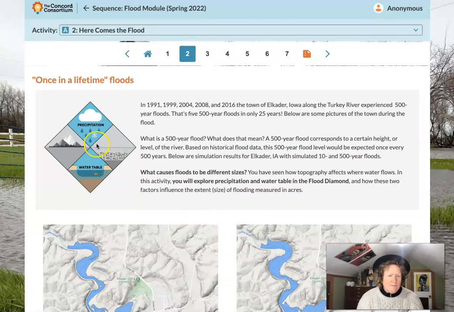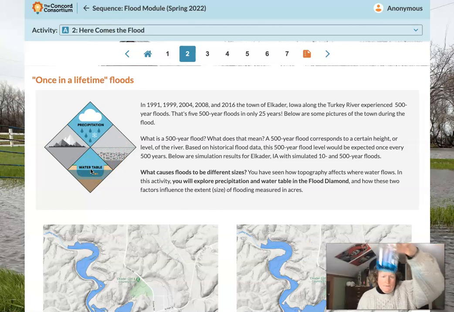All right, back to the flood diamond. Remember the flood diamond is precipitation, what's coming out of the sky; topography, the shape of the land. Is it hilly? Is it flat? Permeability, how much rain is going to soak in. And the water table, how much water is already in the river.